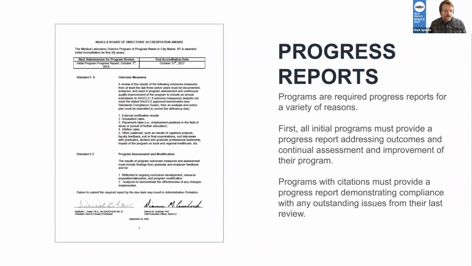So what you see here on the left again is what an initial progress report will look like. We want information about standard 2B and we want information about standard 2C. And those are required about 3 years after your initial award.